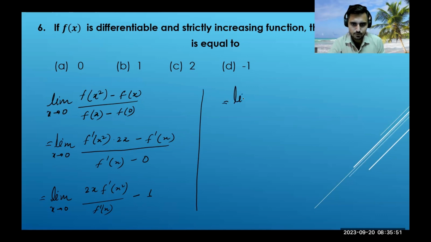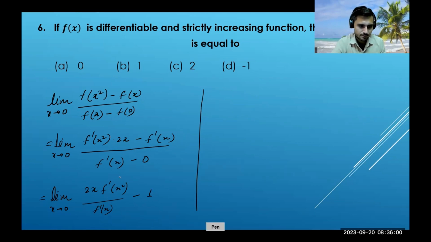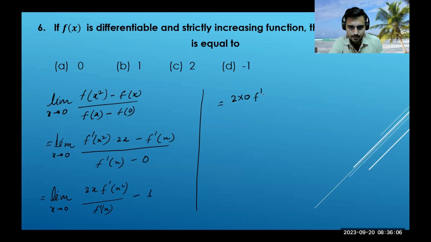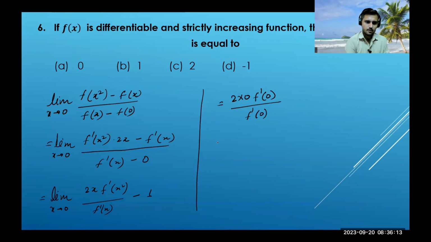So limit x tends to 0, and now if we try to put the limit here, what will be the answer? We'll get 2 into 0 and f dash 0 square, which is 0, and f dash 0. And you can see here f dash 0, we have it given in the question.